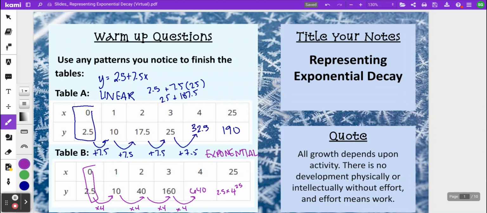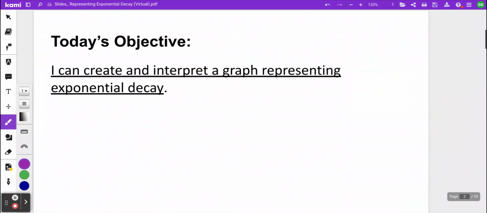The table B in this problem is showing an example of exponential growth, but yesterday we had started talking about exponential decay. That word decay lets me know that the values are going down, not going up, like we see in this table. Now, we've talked at this point about what exponential growth looks like in stories, in tables, in equations, in graphs, and we want to be able to do that same thing with exponential decay. And so our goal for today is specifically around graphs. We want to be able to create and interpret a graph representing exponential decay.